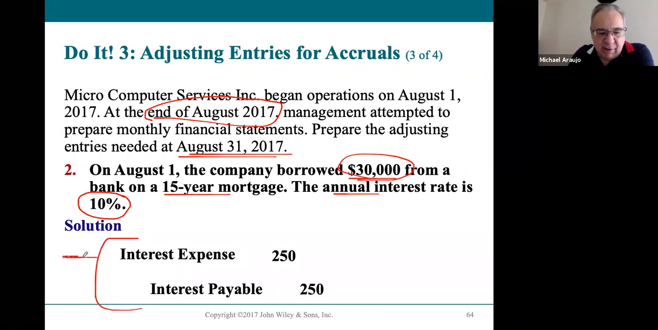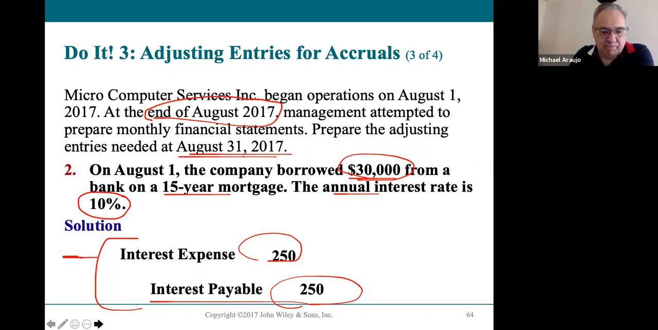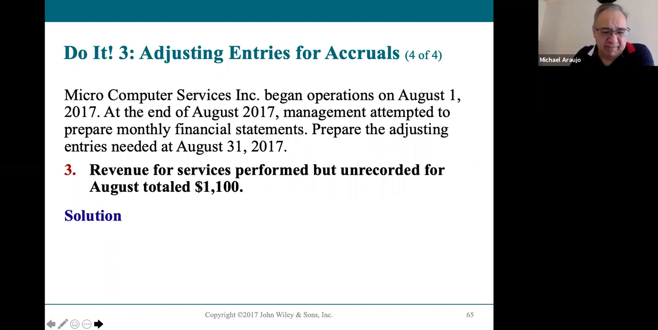Again, you would have the date here in the journal, interest expense of $250, interest payable set up for $250. $250 is the specific interest for August of this loan. Okay. That's usually the toughest one.